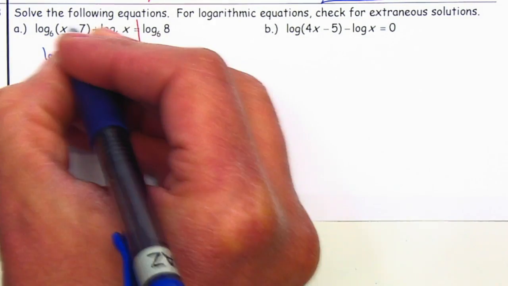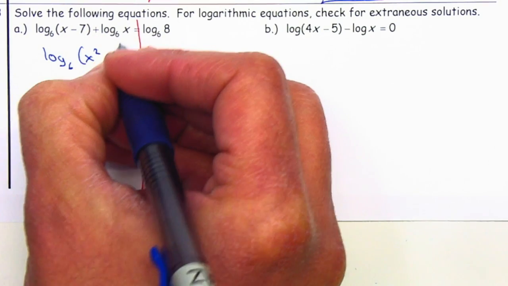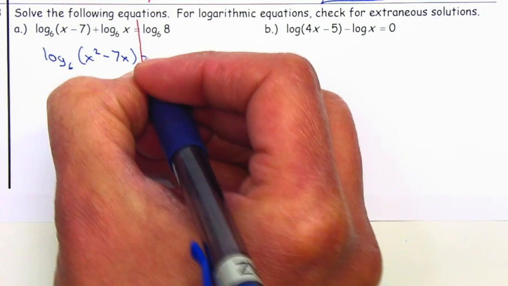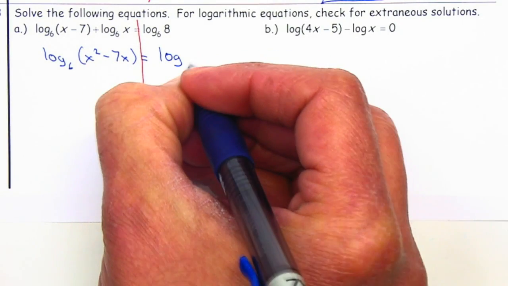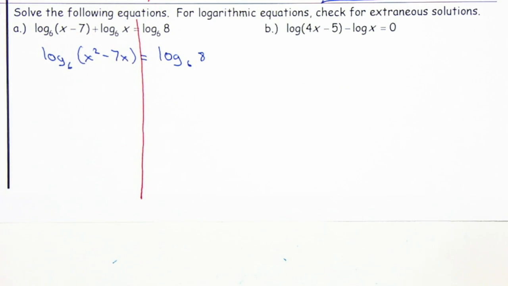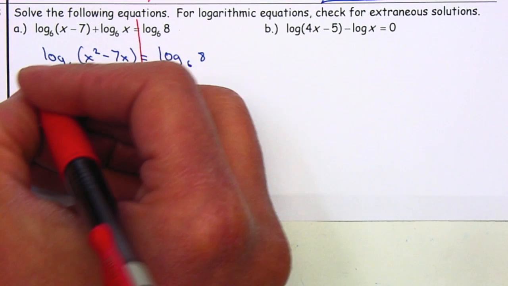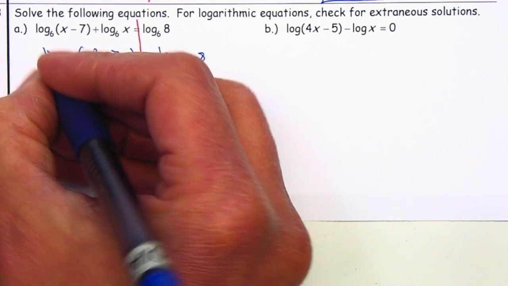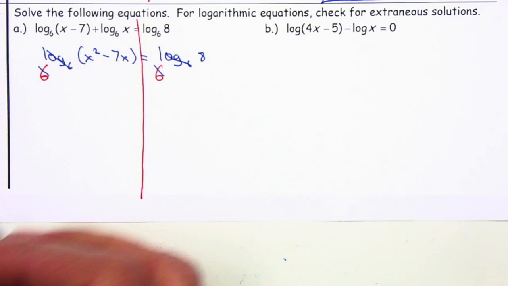So let's go multiply. X times x will give me x squared. X times negative 7 is negative 7x. Is equal to log base 6 of 8. Now I can get rid of the log. It's base 6, so I'm going to exponentiate both sides with base 6, and it cancels very nicely.